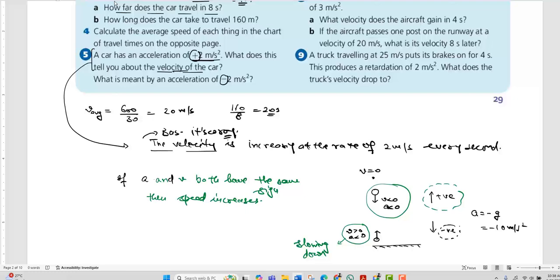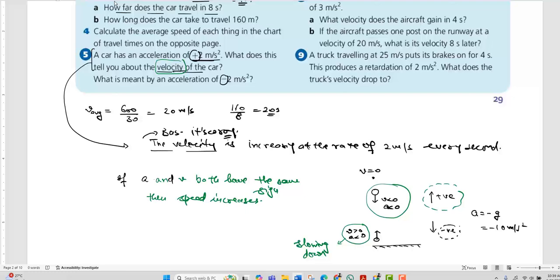So if they have the same sign, it doesn't matter whether they are positive or negative. If they have the same sign, this means speed increases, and if they have the opposite sign, the speed would decrease. Okay, but he is asking about the velocity.